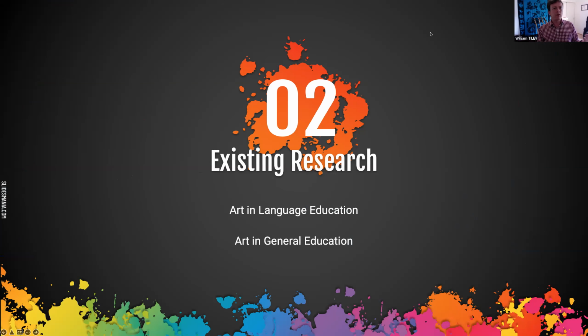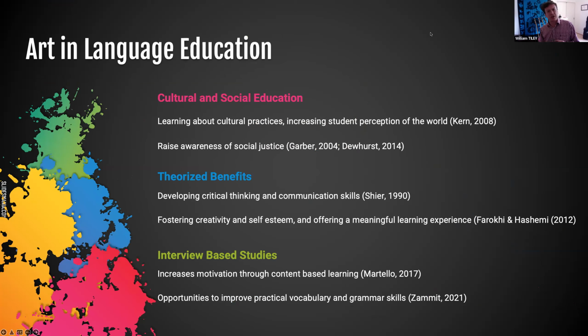So firstly, regarding art in language education, there was quite a considerable amount of material on the cultural and social benefits of introducing art to the classroom. So through art, students can learn about cultural practices and become more aware of social justice in various countries, because art often reflects the immediate culture around the environment in which it's produced, right?